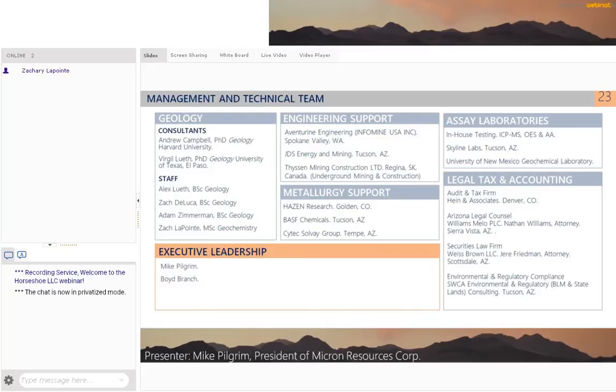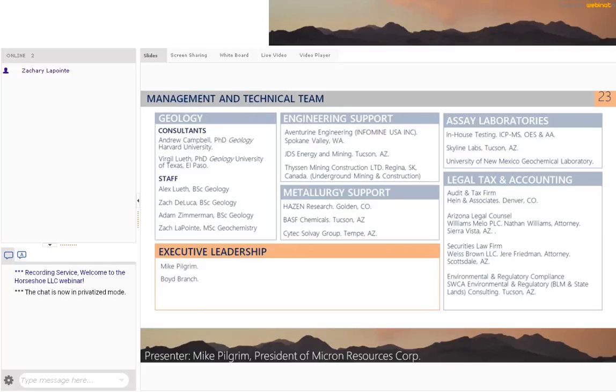I do want to mention that Dr. Campbell and Dr. Luth were the ones responsible for initially finding this property in the Dos Cabezas and introduced us to Alex Luth. Alex Luth is our lead geologist, and later we brought on board Zach LaPointe, who is both a geologist and a geochemist, as he showed you in the demonstration on the mill plant. Zach DeLuca is also a geologist who will be working in the field. Adam Zimmerman also has a degree in geology. You saw his curriculum vitae in his presentation on the laboratory.